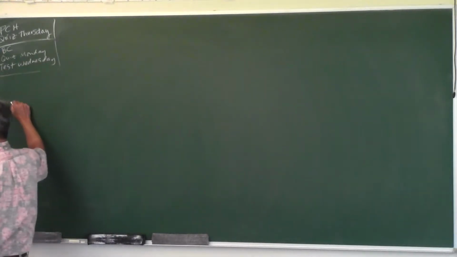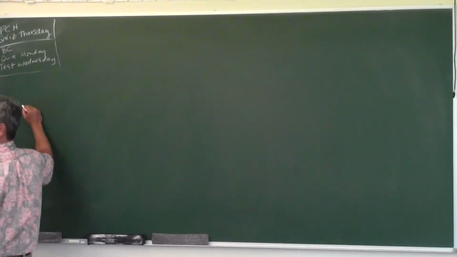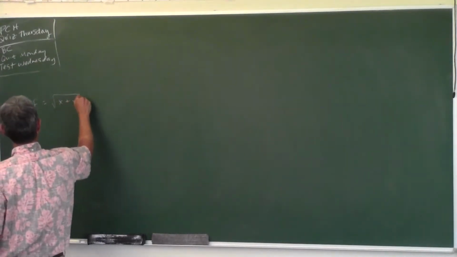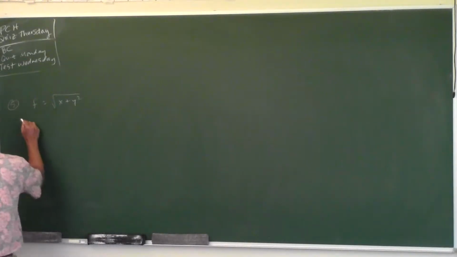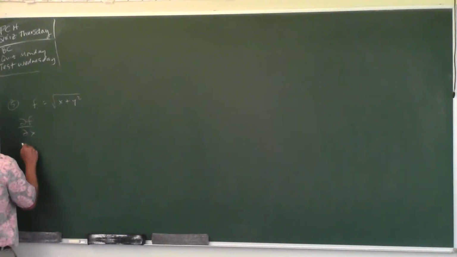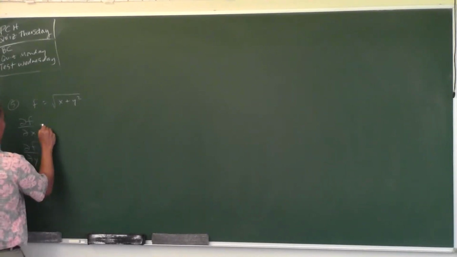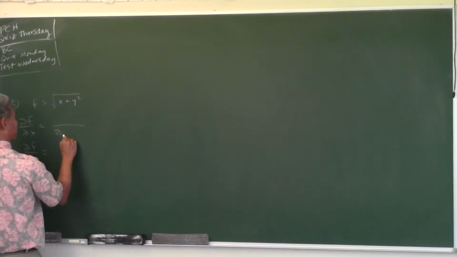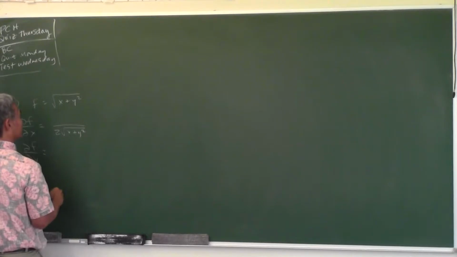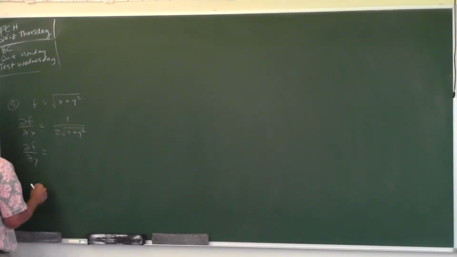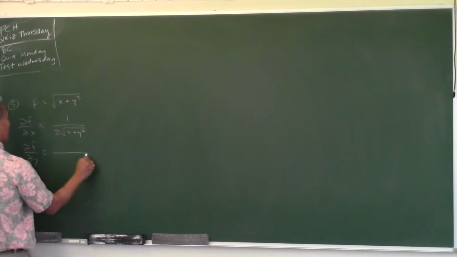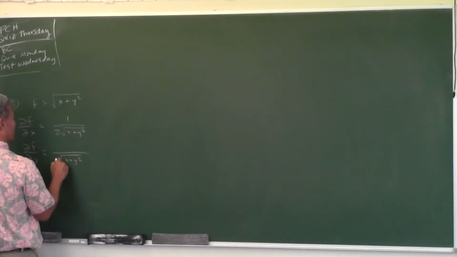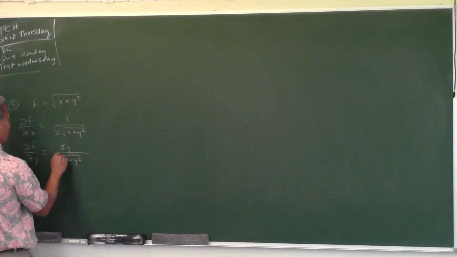Numbers 5, 7, and 9. Okay, number 5: f equals the square root of x plus y squared, and it says find the second partials. First you have to find the partial with respect to x, then the partial with respect to y. Partial with respect to x: 1 over 2 root x plus y squared. And the partial with respect to y: y times (x plus y squared) to the negative 1/2.